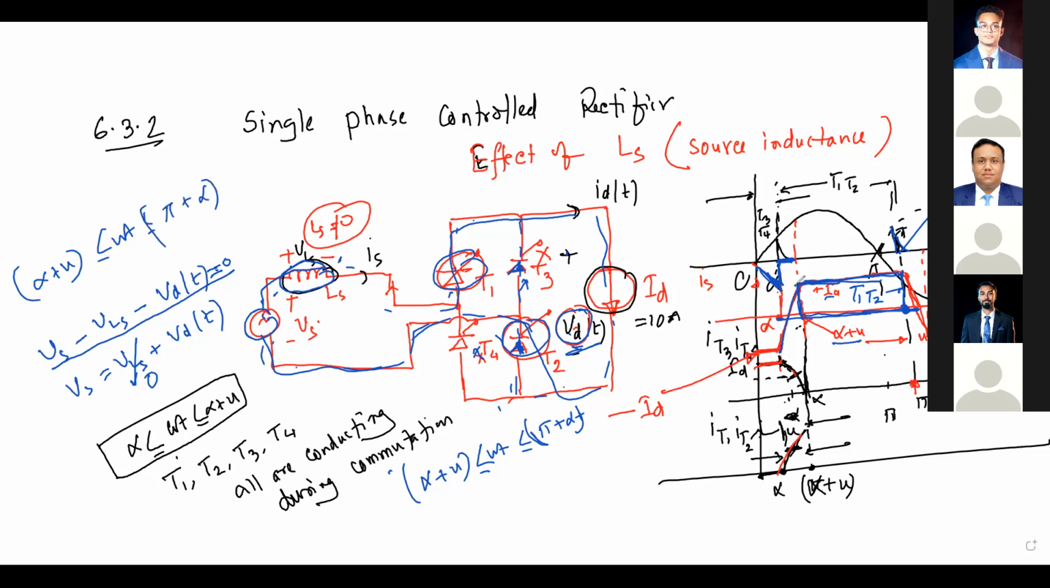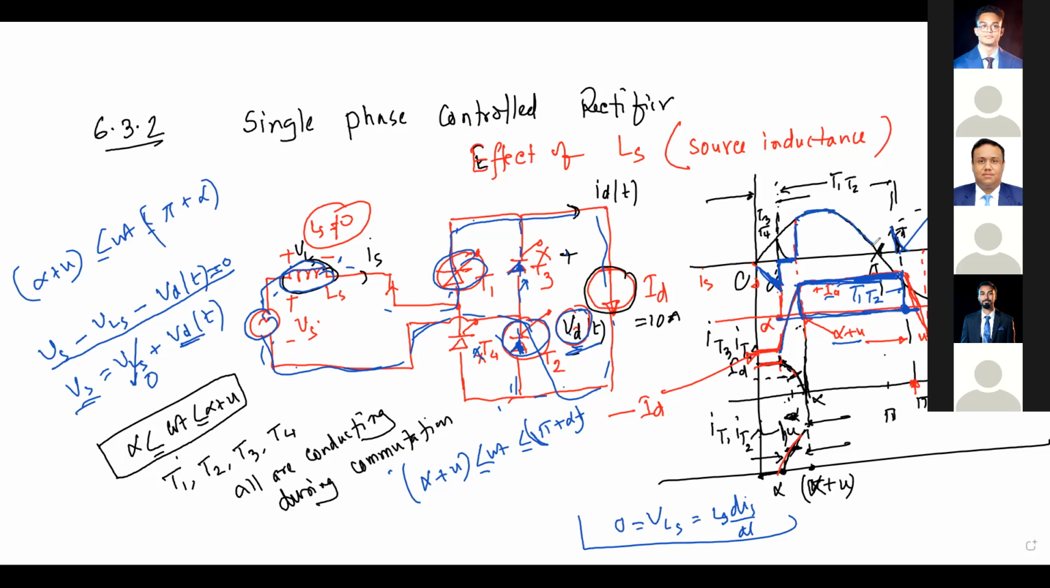During this period, see, current is constant, right? If the current is constant, then what will be VLS? VLS equal to LS dIS by dt. And if this IS equal to capital ID, then what will be VLS? Everybody, please tell me. 0. Okay. So it is 0. So we see that VD equal to VS. So we are following this one.